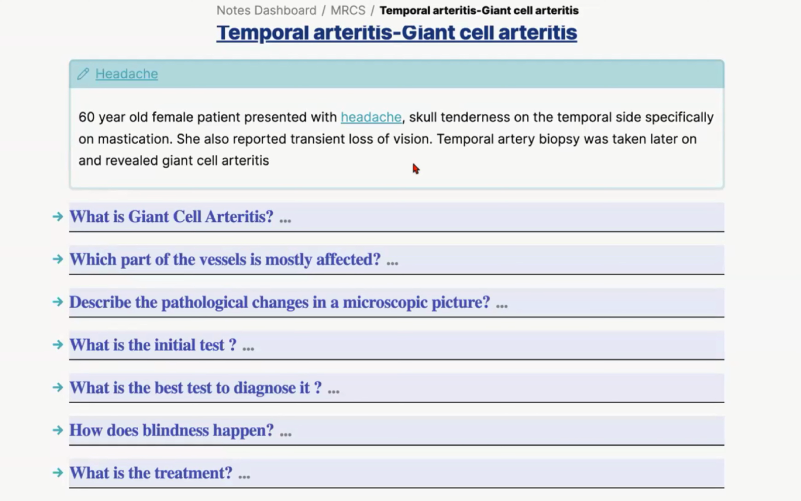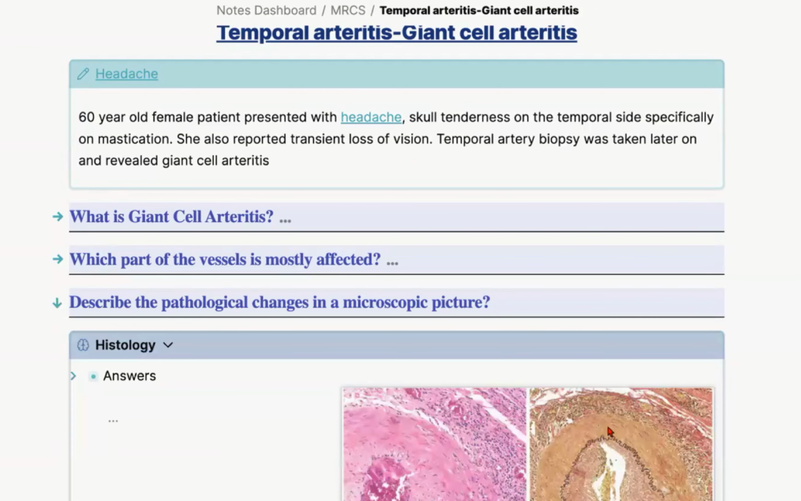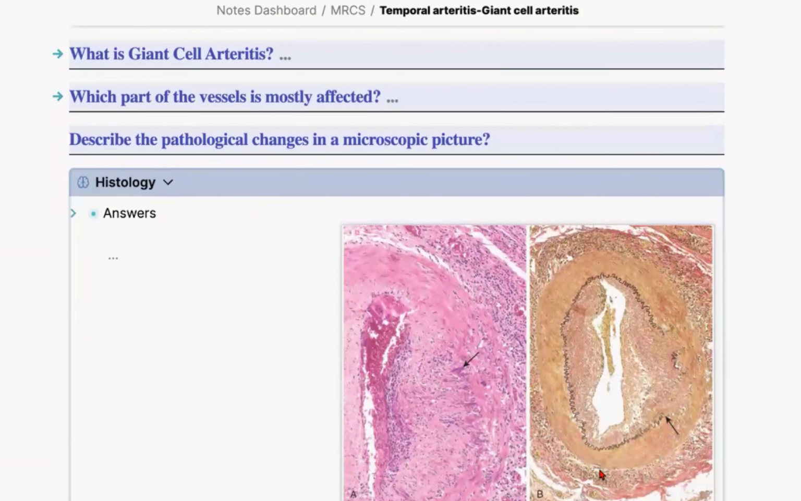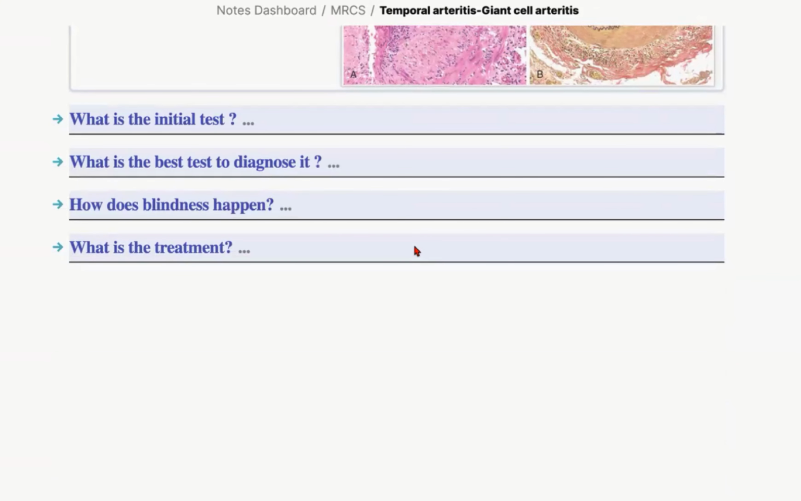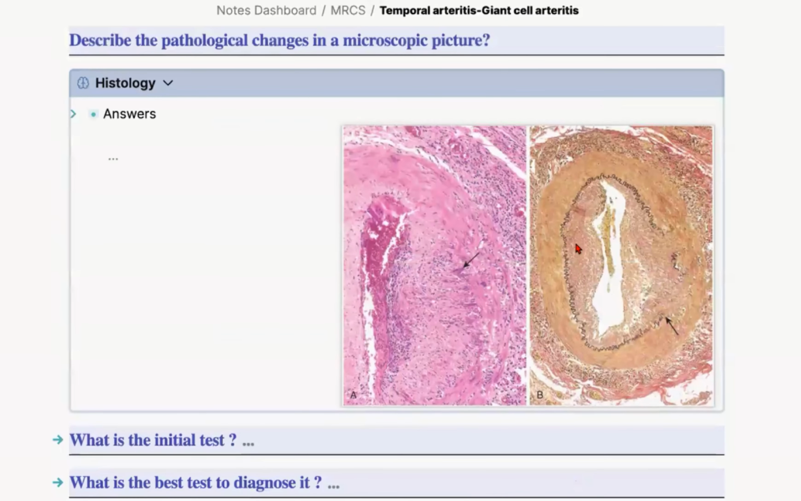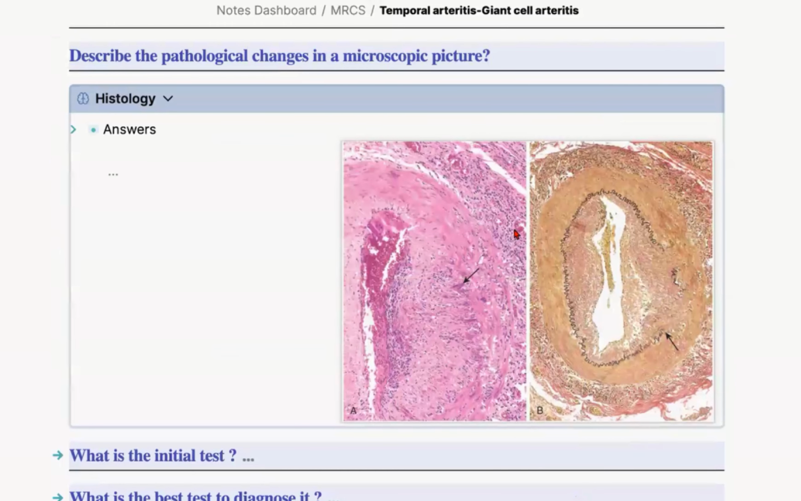Which vessels are usually affected? The most affected is the temporal artery. And describe the pathological changes in the following picture. You will be given this picture and they will be asked to describe the pathological changes. So here you can see that there's intimal wall thickening and the lumen is obliterated. And also you can see areas of granulomas. That is, in the center, you have macrophages and multinucleated giant cells, which is surrounded by T lymphocytes.